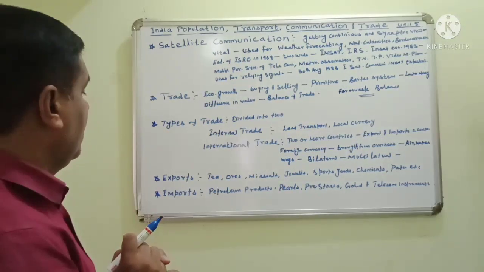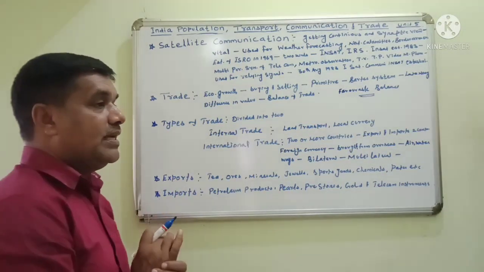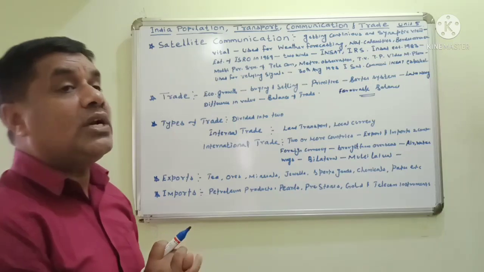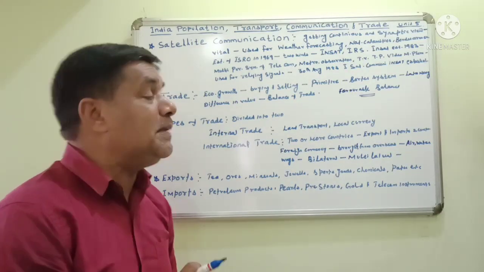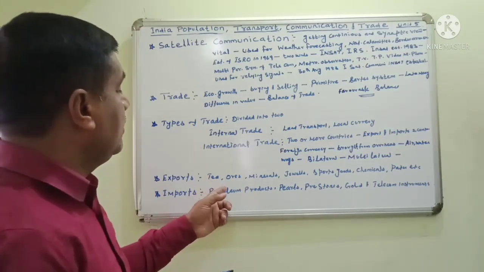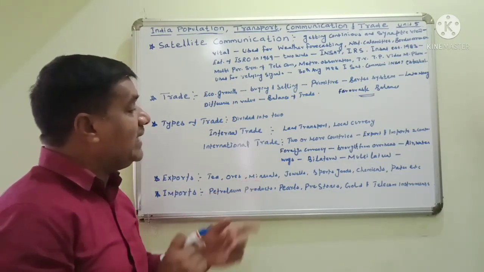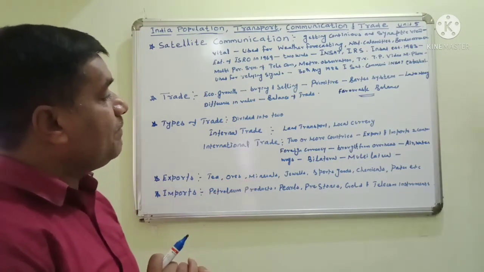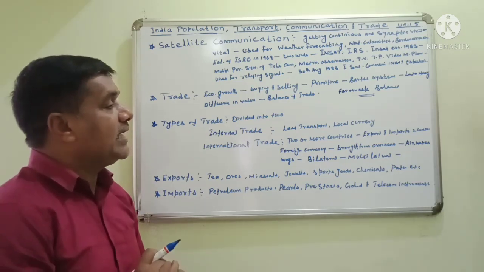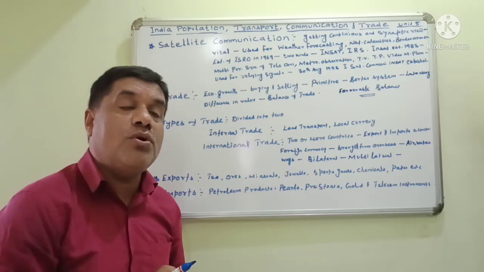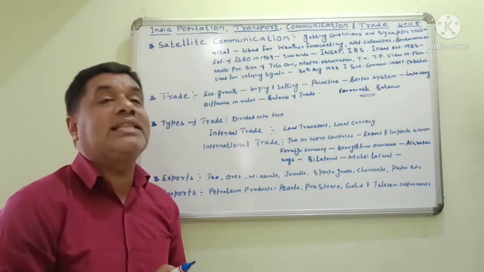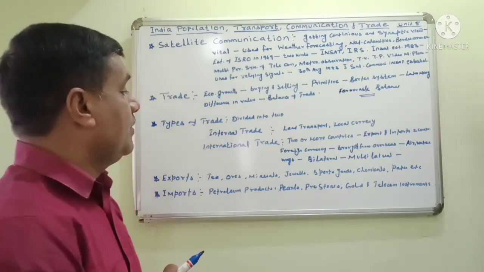Noting. Then exports. India exports more and more goods and services to other countries, especially tea, ores, minerals, jewels, sports goods, chemicals, paper, etc. And other goods are also exported to other countries by India.